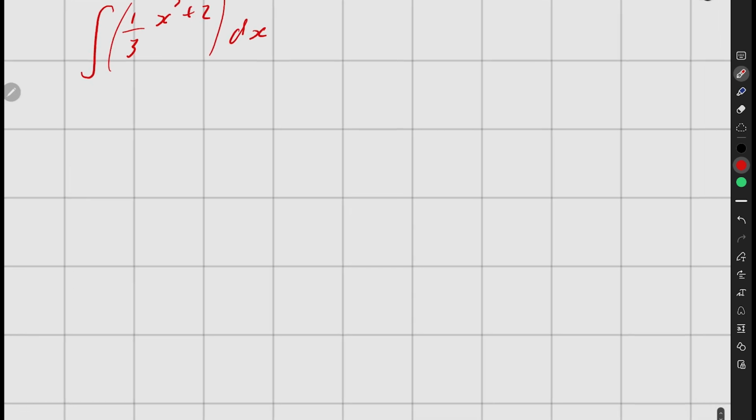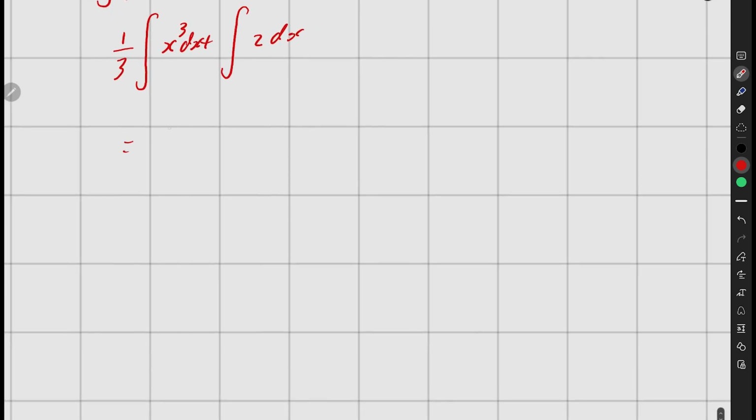When we're integrating this, one trick you can do to make this a little bit easier with the fractions is to bring the constant out the front. So we can do 1 on 3, multiplied by the integral of x cubed, plus the integral of 2. And don't forget the dx at the end. So that's going to be 1 on 3, and when we apply the power rule to this integral, that's going to be x to the 3 plus 1, divided by 3 plus 1.